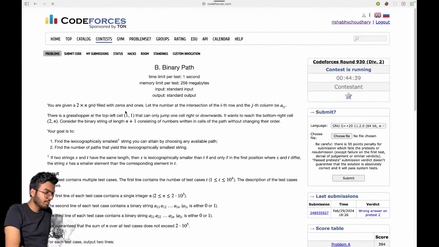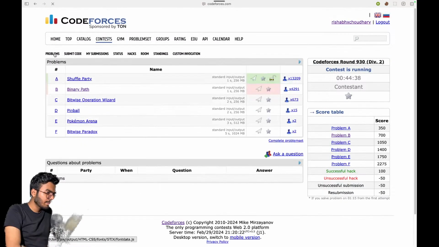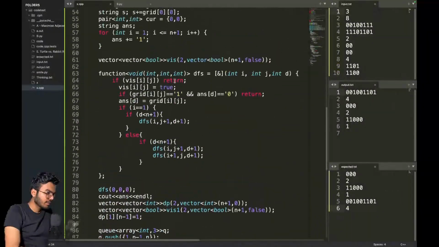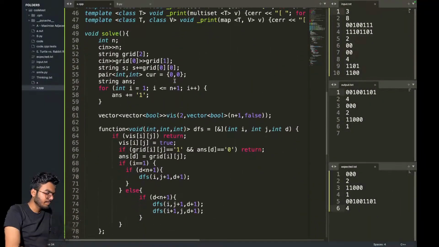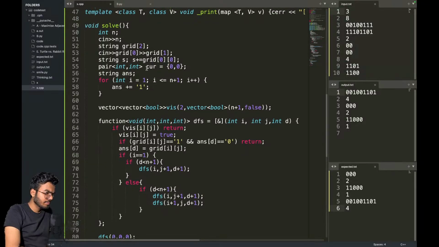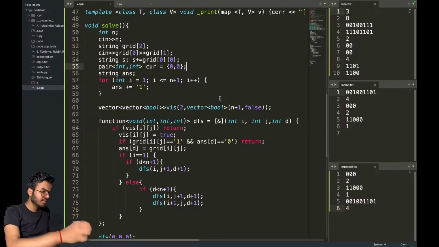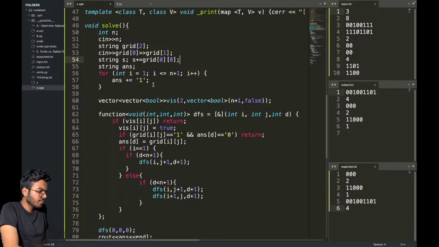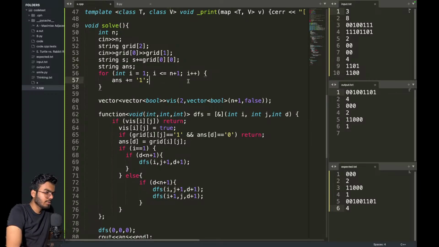Let me see how many people have actually solved this problem. 4,000 people. This is a very doable problem. So currently we are at 0, 0. Why am I even making this current variable? I don't think I need this. So we have n plus 1 once.